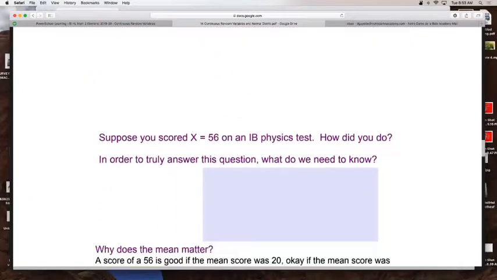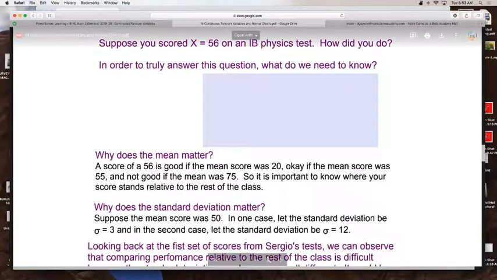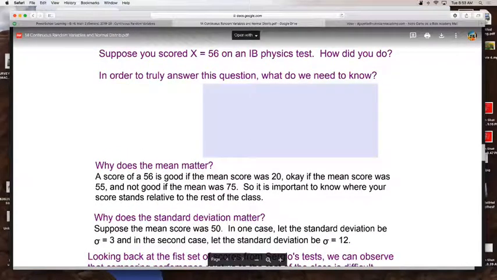In come z-scores. Now, before I talk about z-scores specifically, I wanted to look at a hypothetical. If I told you you scored 56 points on an IB physics test, and then asked you how well did you do, the correct answer would be, it depends. There's no way you know that 56 is a good or a bad score unless you know a couple things. Obviously, you'd like to know what the highest score possible is, but forgetting that right now, what else would you need to know to determine relatively how well did he do? 56 is only as good as the mean and the standard deviation.